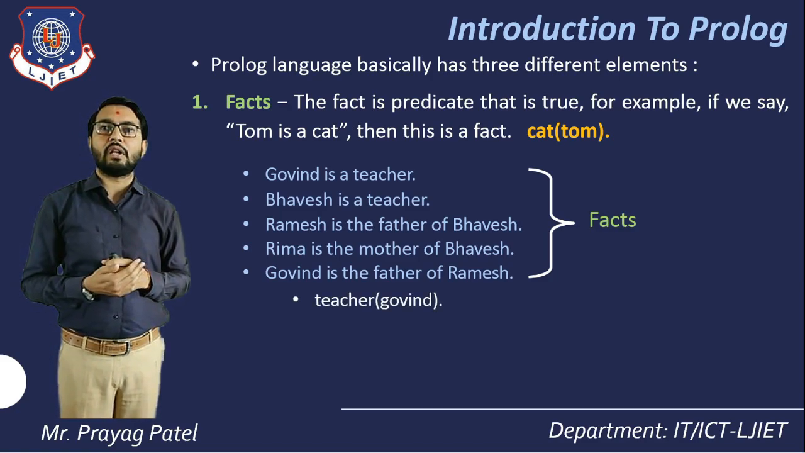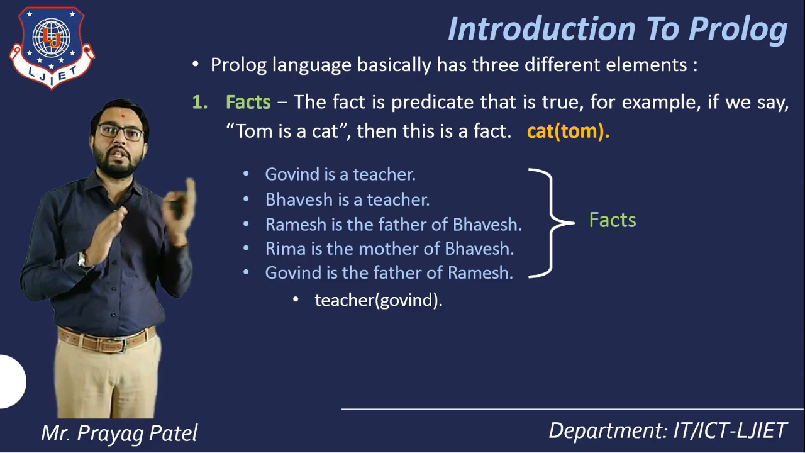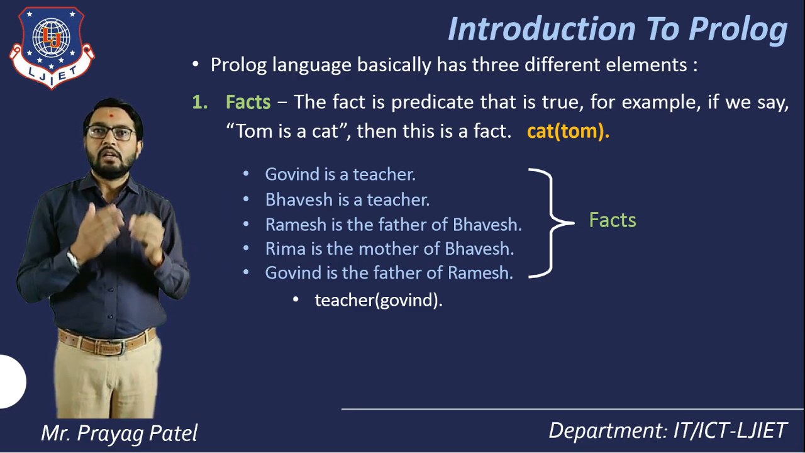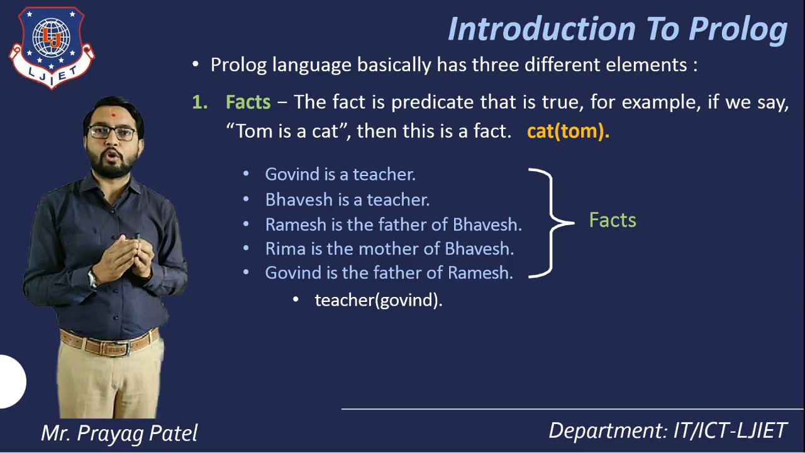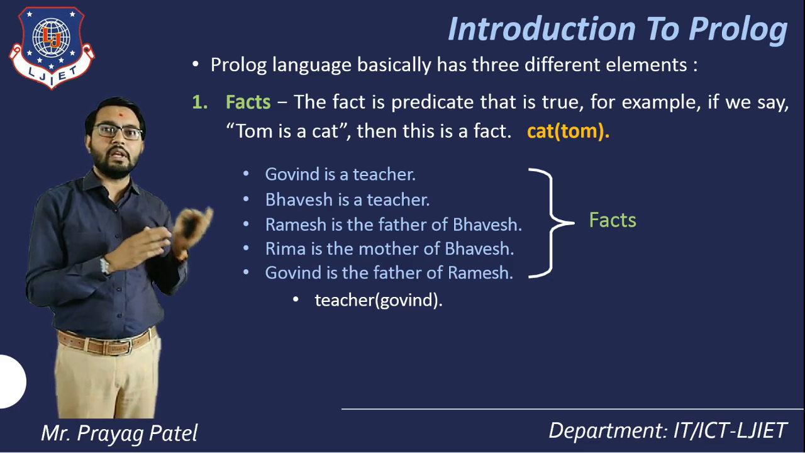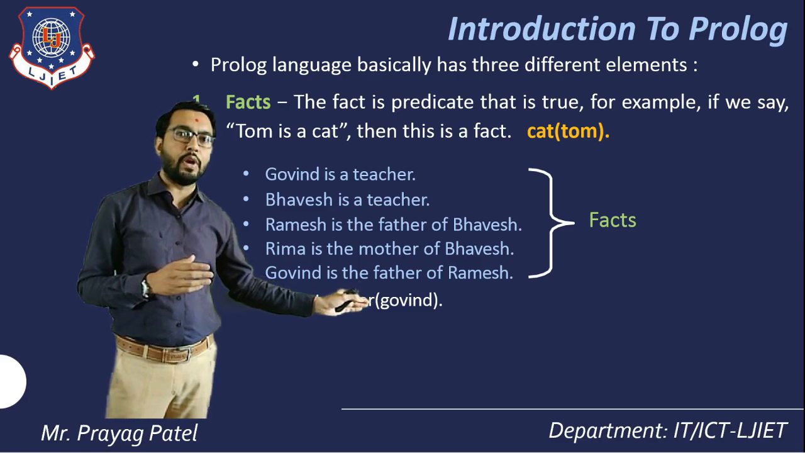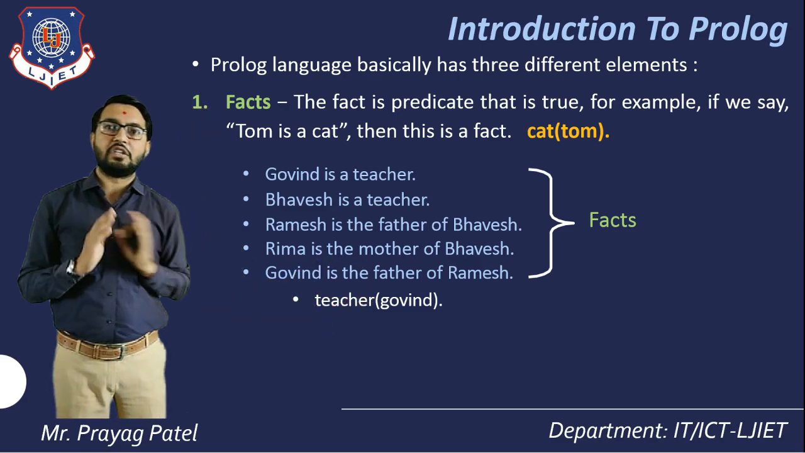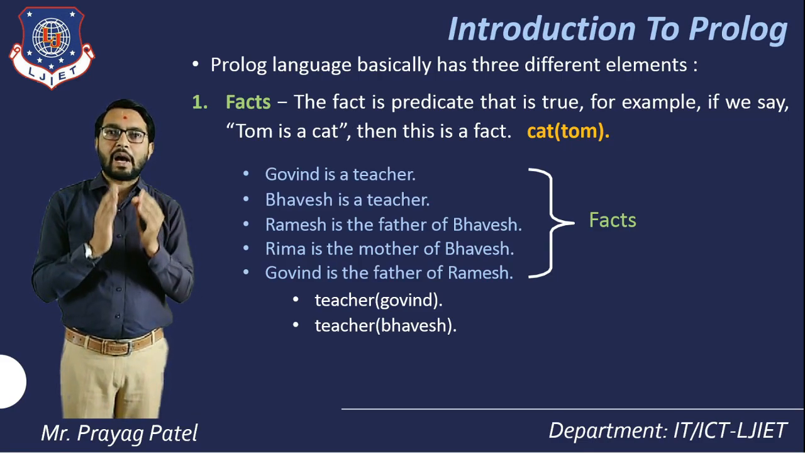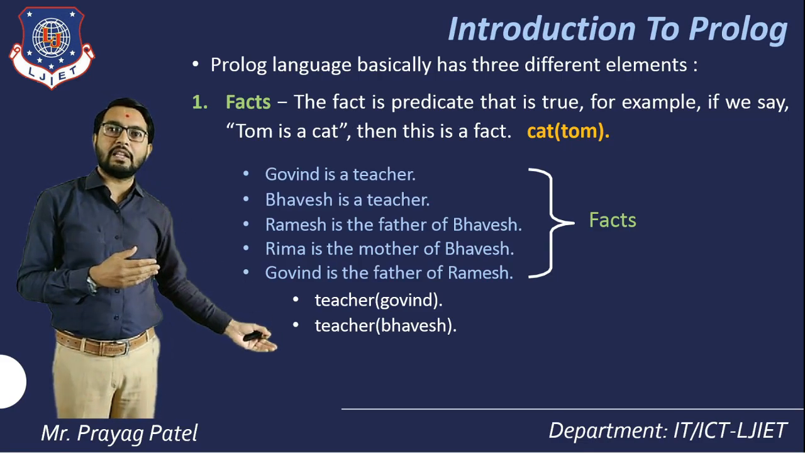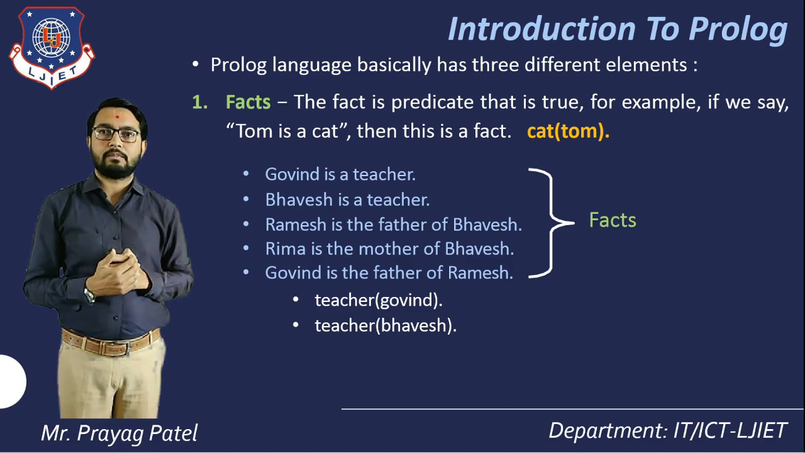Now how can we convert these statements into facts? Consider the first statement, Govind is a teacher. First we write teacher, then in brackets Govind, because we read it as Govind is a teacher. First we read the inner part of the bracket, Govind, then the teacher. So Govind is a teacher. Second statement, Bhavesh is a teacher. So in Prolog form it is teacher(Bhavesh).